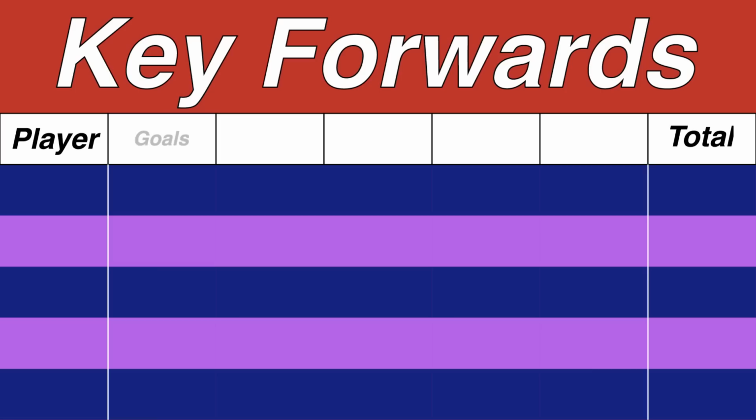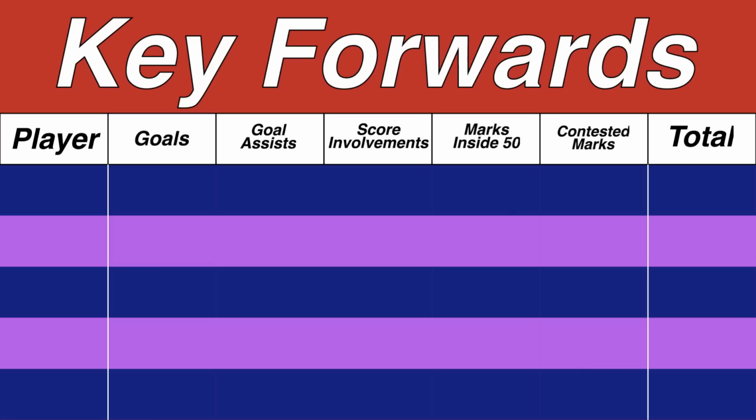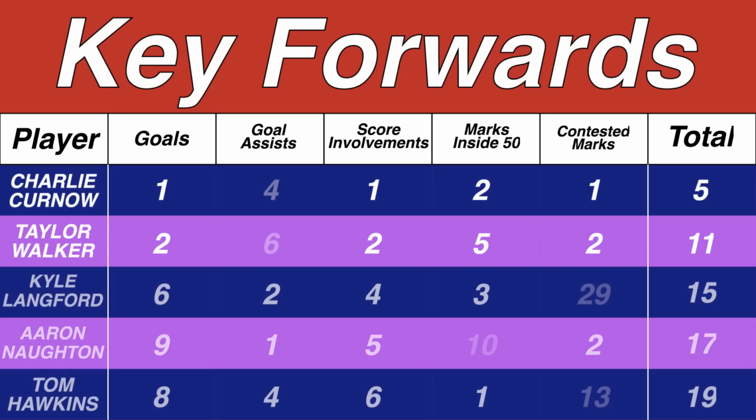Here, the stats selected were goals, goal assists, score involvements, marks inside 50, and contested marks. As expected, there was a clear standout, with Charlie Curnow leading 3 stats to score an almost perfect 5, with Taylor Walker 6 points behind him on 11.